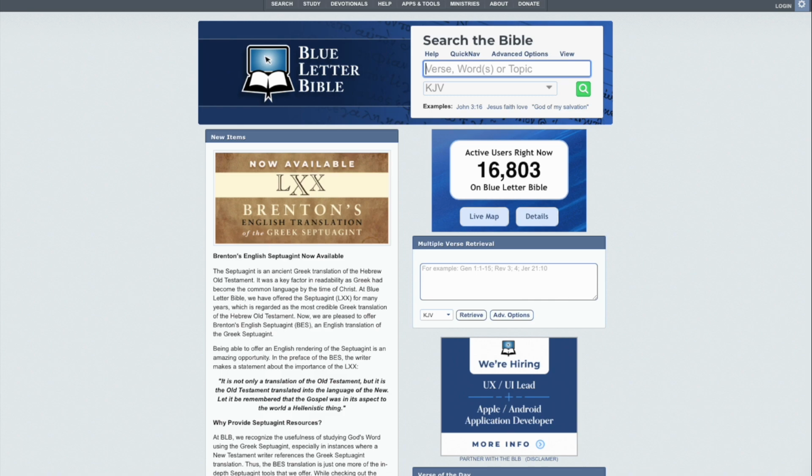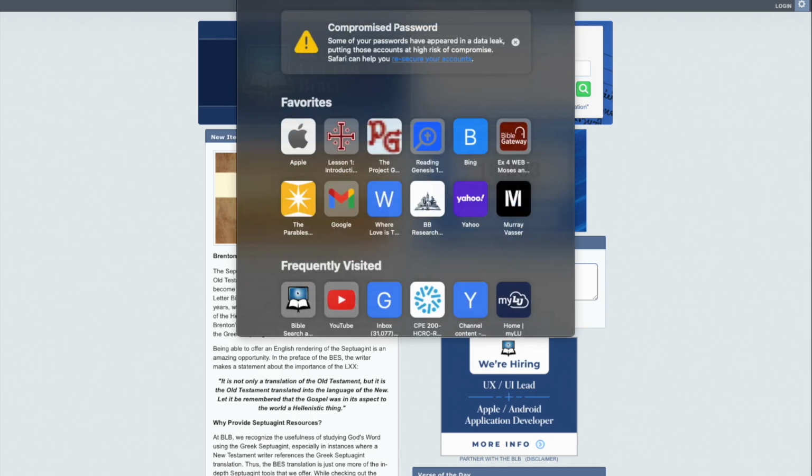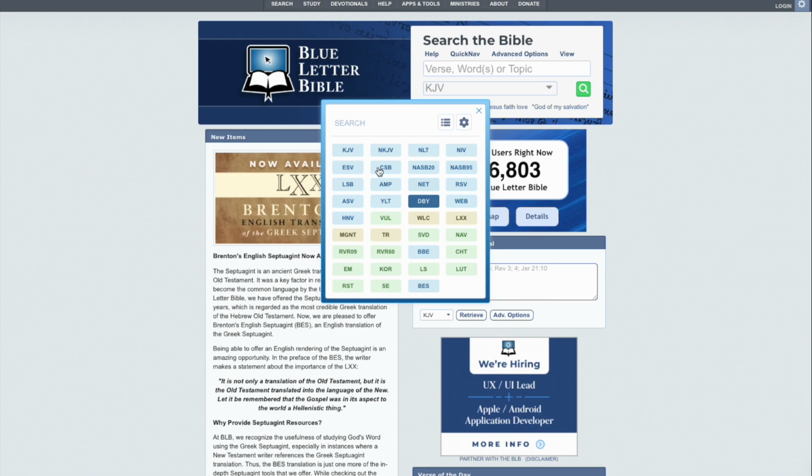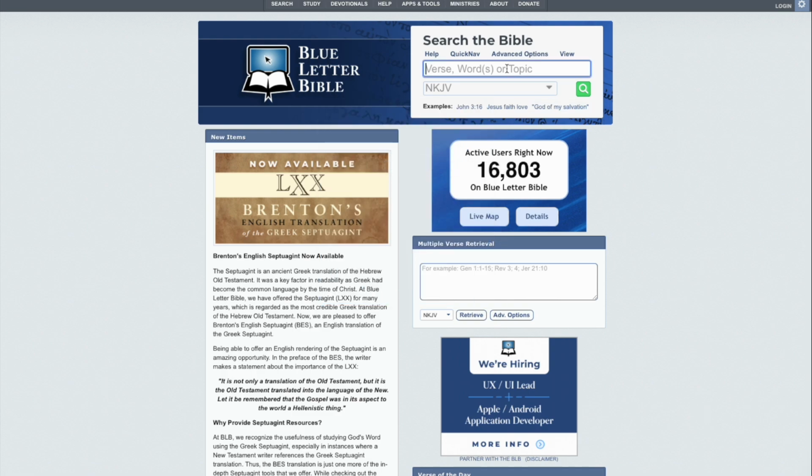So this one is blueletterbible.org here in our URL field. And once you get this website up, you can go and pick a version here. And you see even an option for LXX, and that's the Septuagint, and a lot of options here. So KJV, NKJV, I teach from the NKJV. And you can put a verse, a word, or a topic in here. I'm going to go ahead and just put a verse in here. Let's just go to something like this, Galatians chapter 2 and verse 20.